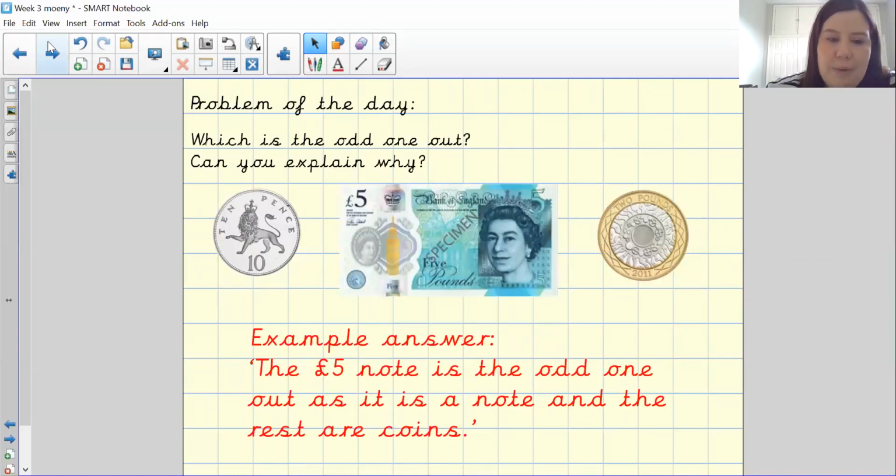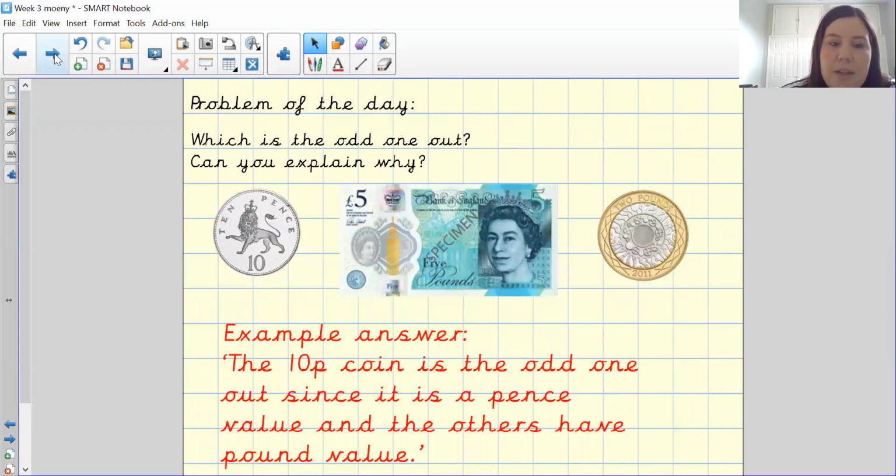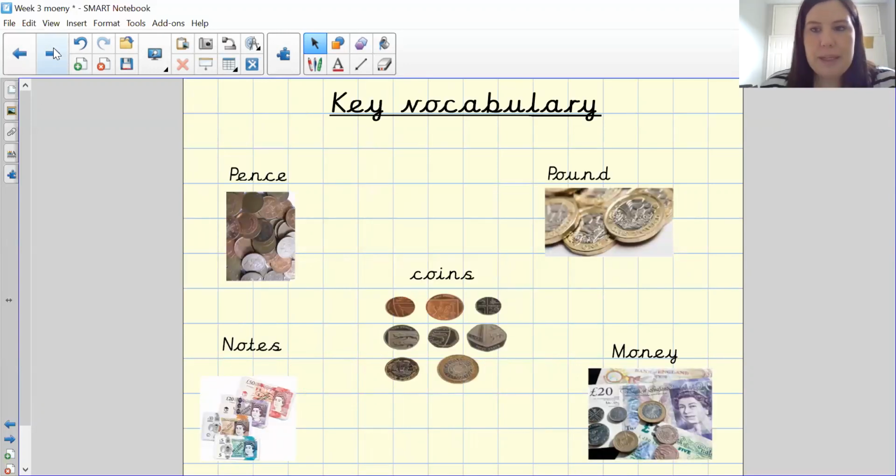So the odd one out, for example, is the £5 note, as it is a note and not a coin like the rest of them. So here's the £5 note in the middle, and then you have 2 coins on each side. So that is one example. Another example is the 10p coin is the odd one out, since it is a pence value and the others have pounds. So the £5 note and the £2 coin are both worth pounds, whereas this one is 10 pence.